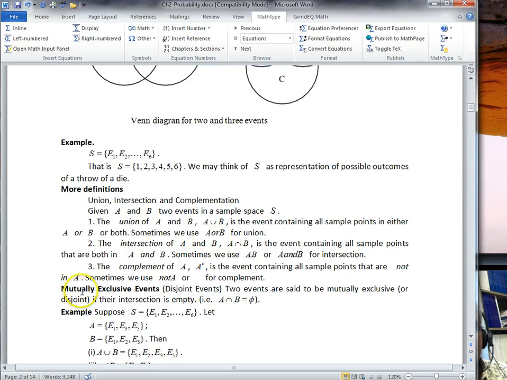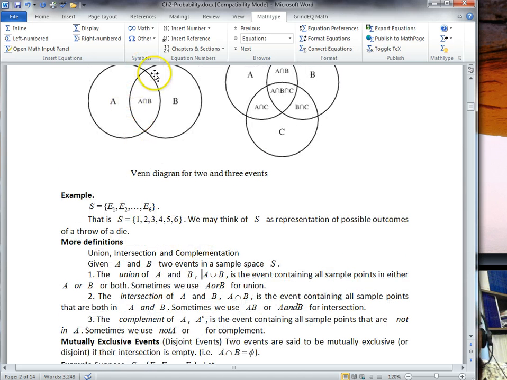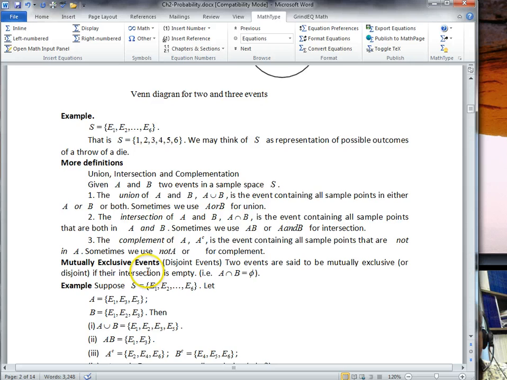Another concept we talk about is mutually exclusive events, or disjoint events. So if you have two events A and B, they are said to be mutually exclusive if their intersection is empty. They have nothing in common. And you can see here A and B, there's an intersection here, so these are not mutually exclusive. If they were disjoint, with A here and B somewhere over here, then we would say they are mutually exclusive.